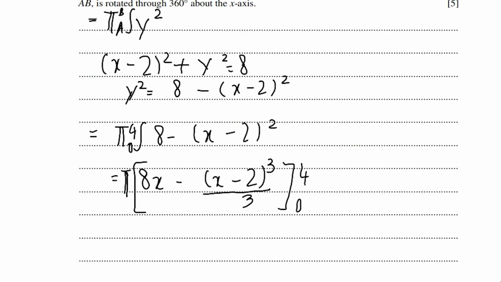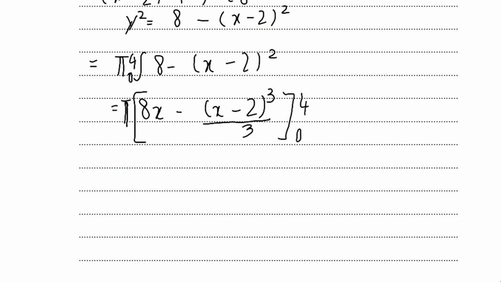Okay, now we have to solve this, and so if you multiply 8 with 4, you get 32. 4 minus 2 is 2. 2 cubed is 8. So this is 8 upon 3 and this is 32. And 32 minus 8 upon 3 is 88 upon 3. Then 8 multiplied by 0 is 0. Minus (0 minus 2) cubed, which is minus 8, divided by 3. So we have minus 8 upon 3, which will be plus 8 upon 3, and then a minus because this is a definite integral. So 88 upon 3 minus 8 upon 3 is 80 upon 3, multiplied by pi. So we get the answer 80 pi upon 3.